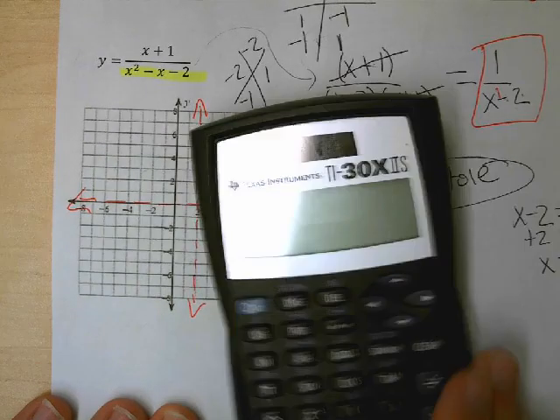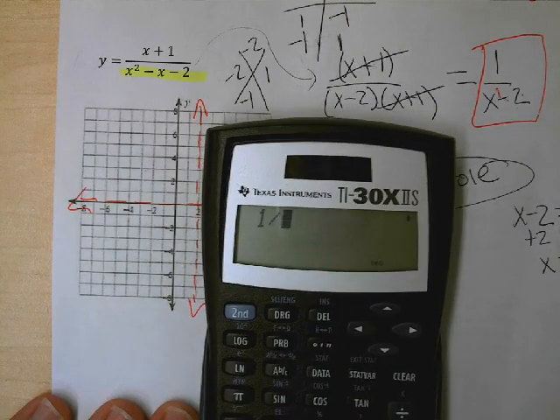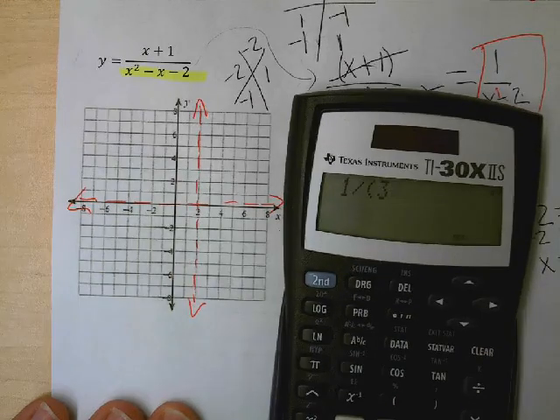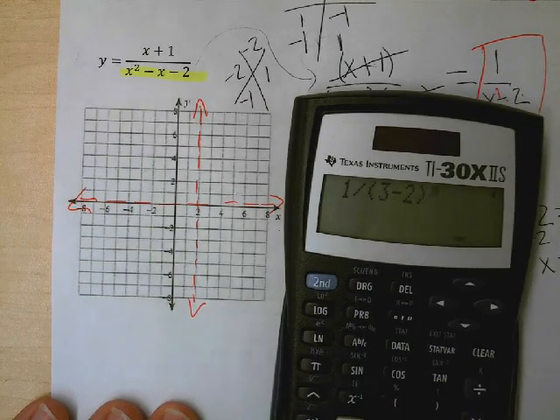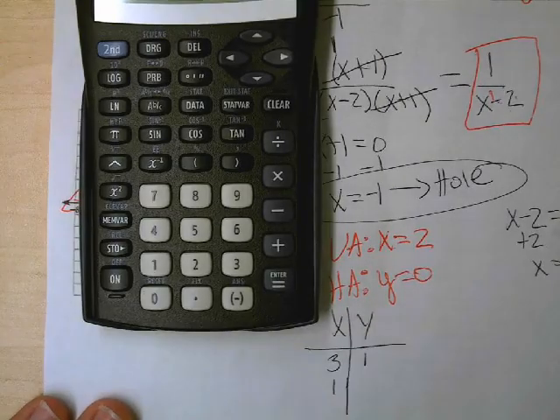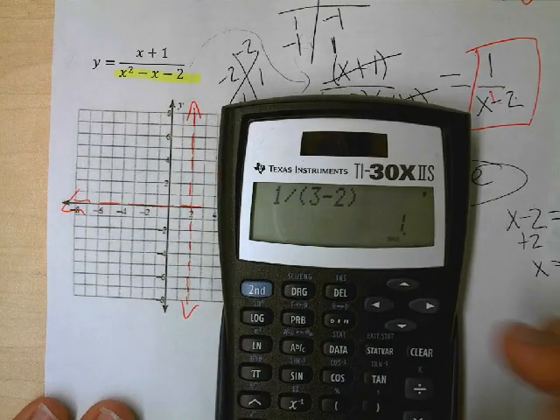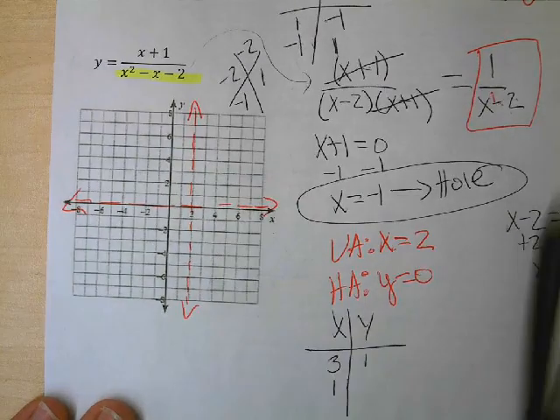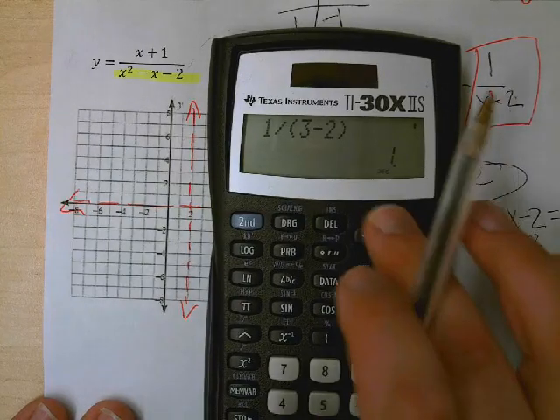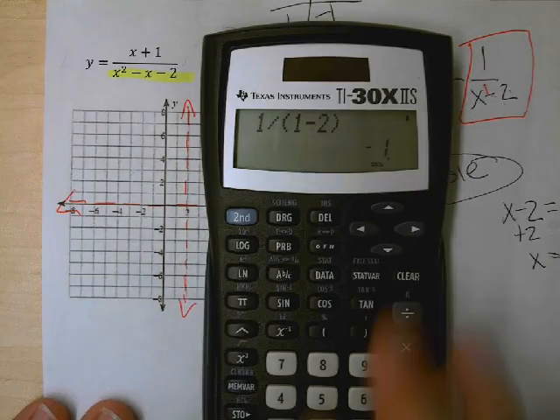So, plugging this into my calculator, 1 divided by 3 minus 2. That's just going to be 1, right? 1. Now I need to go to 1, so I hit the up key again, and replace my 3 with a 1. Now I'm going to get negative 1.